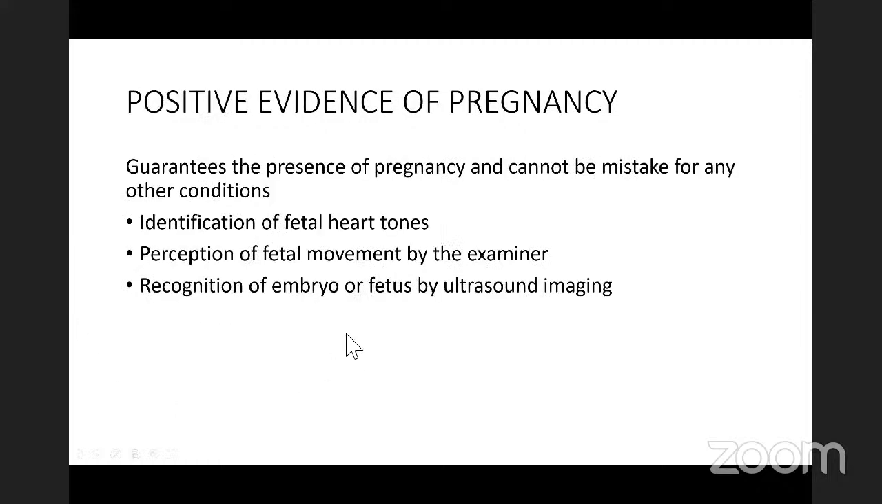Okay. There are just three positive evidences of pregnancy. This is your guarantee of the presence of pregnancy, and you cannot mistake it for any other conditions. And these are the following. When you have identified fetal heart tones. When there's perception of fetal movement by the examiner and not of the mother. Okay, let me be clear on that. And of course, if you have detected your embryo or your fetus by ultrasound. So there's just three. Fetal heart tones, fetal movement by the examiner, and ultrasound imaging as your positive evidences of pregnancy. And that ends my lecture on diagnosis of normal pregnancy. Any questions so far?